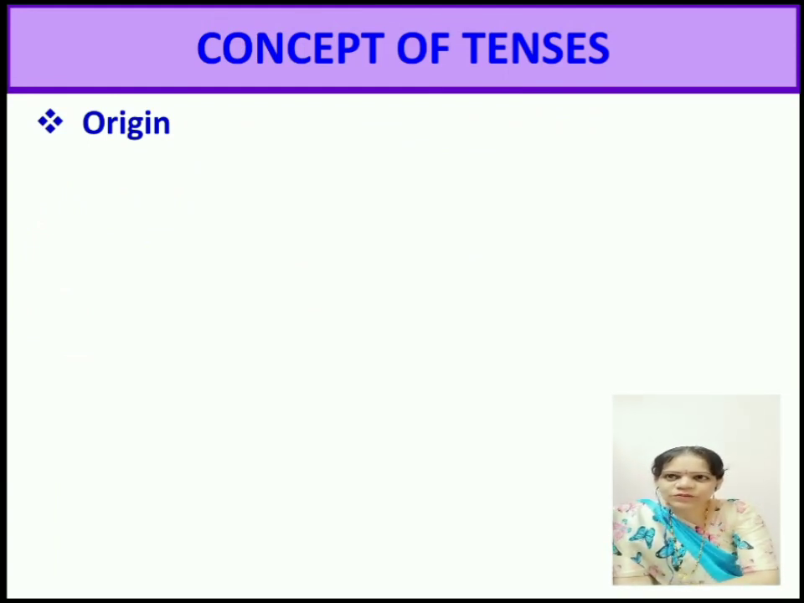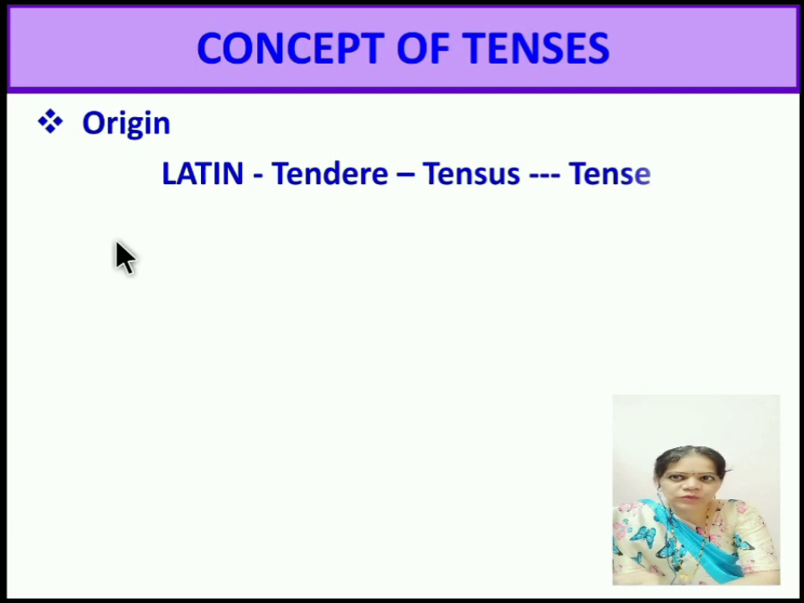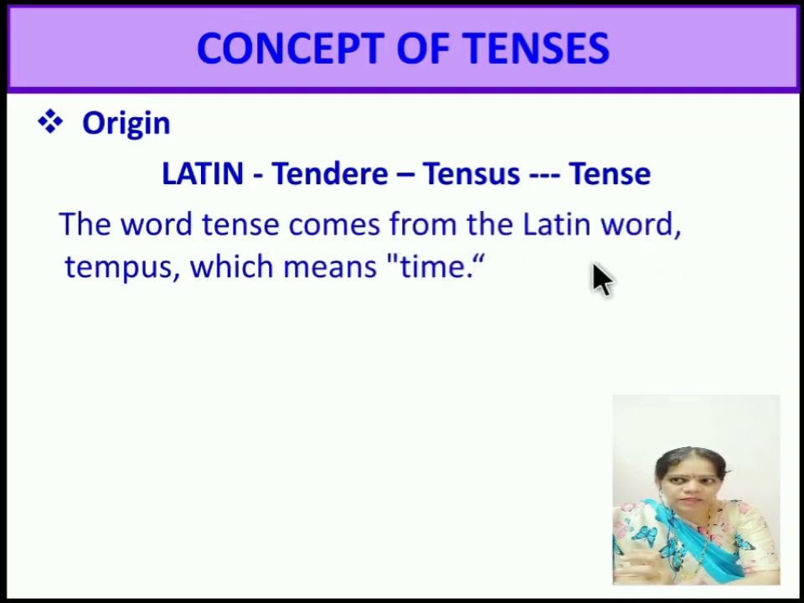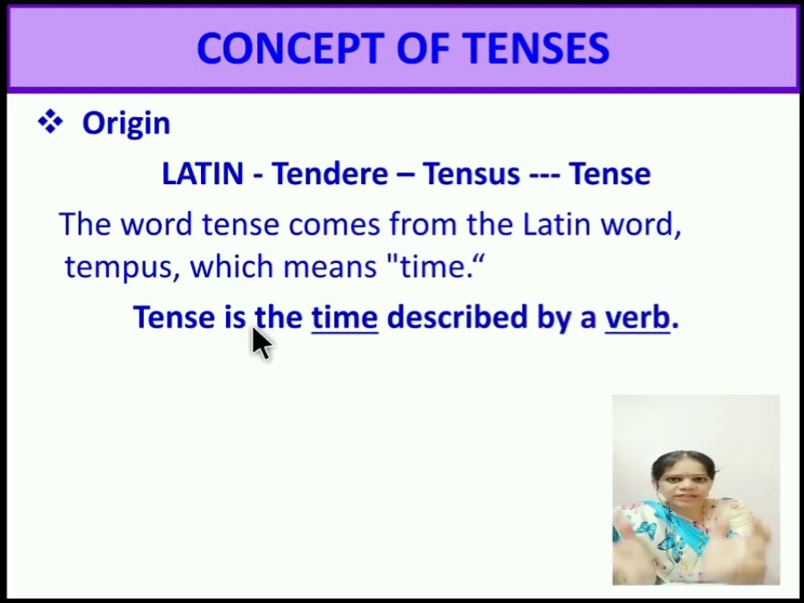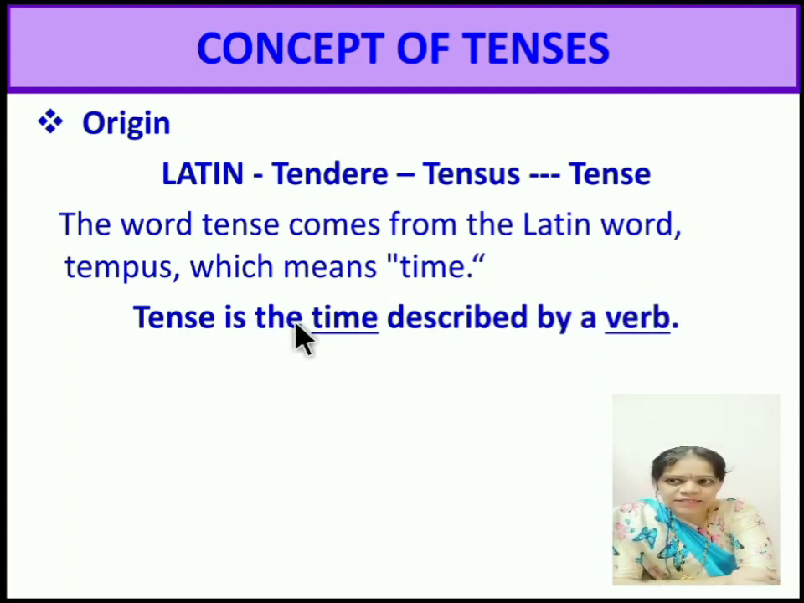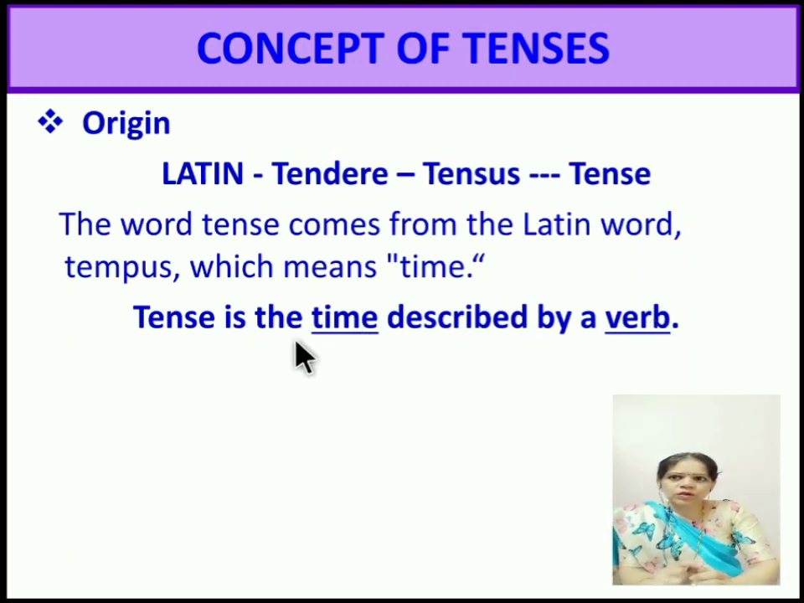Just a new piece of information before we begin with the real knowledge of tenses. The origin of the word tense is from the Latin word tempus, which means time. Now the definition of tenses: tense is the time described by a verb. See, it talks all about time and a verb.